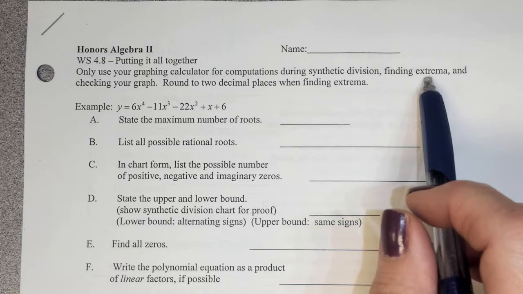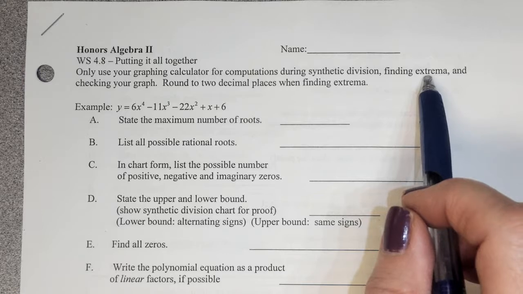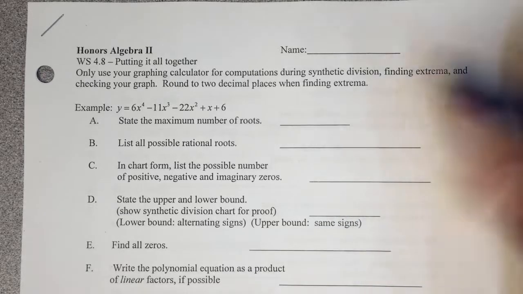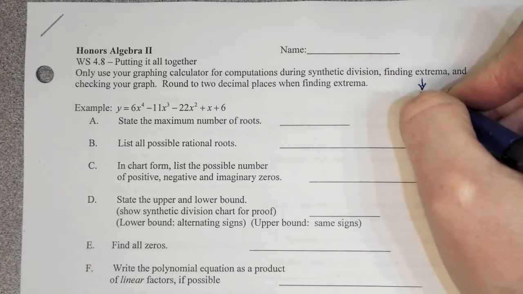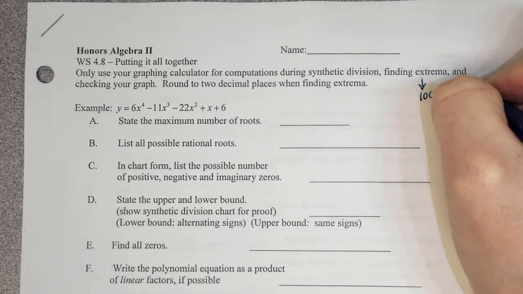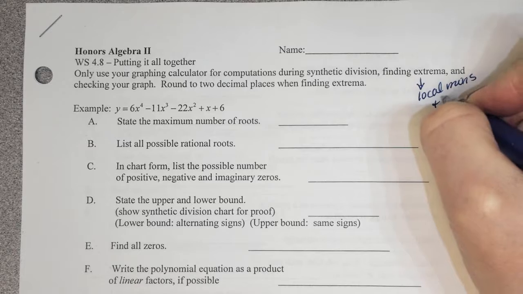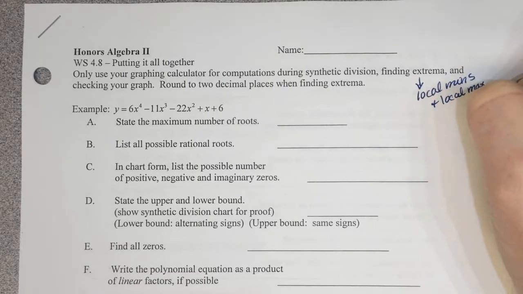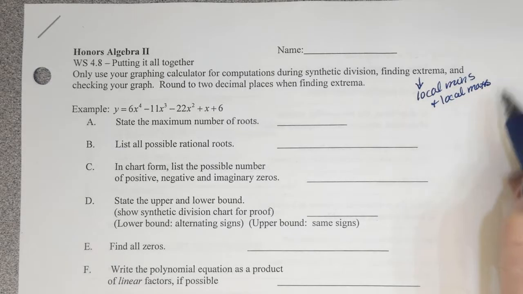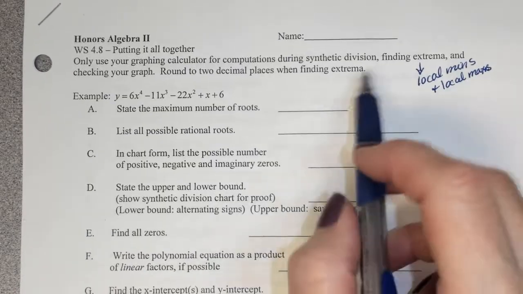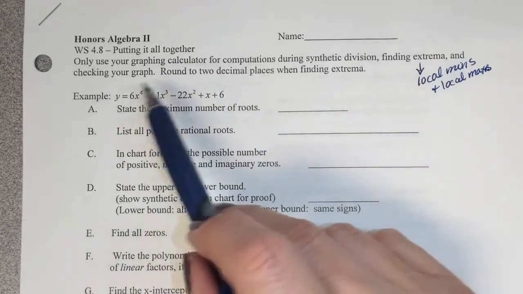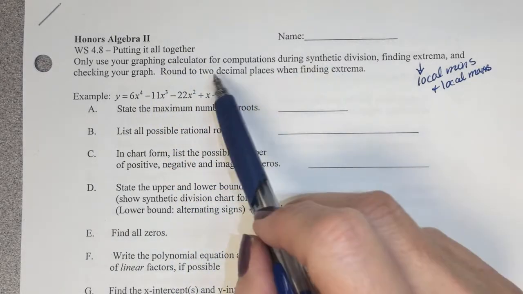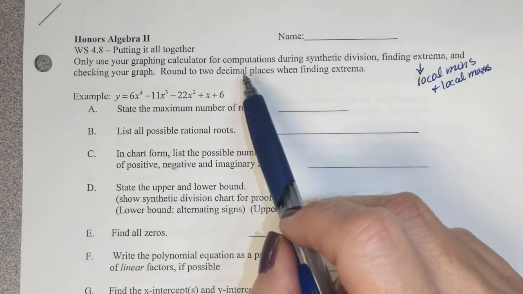If we're trying to find extrema, do you guys know what I mean by extrema? Local and Yep, you got it. Extrema are those local mins and local max. And also we can check our graph with our calculator. Anytime we're finding extrema, we're going to round to 2 decimal places.